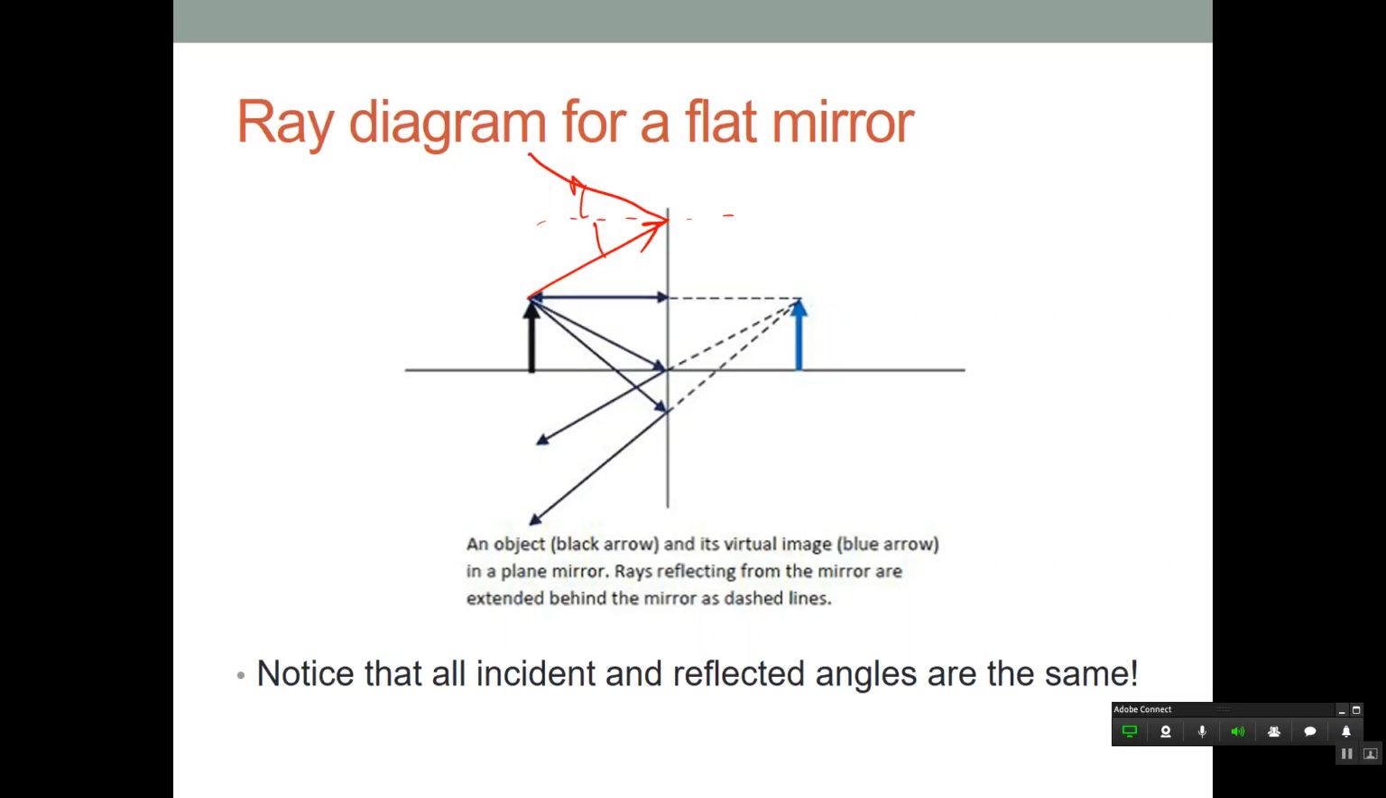And my image forms where all my reflected rays meet. So this one's going straight there and straight back. This one's going there and back. This one's going here and down. This one's going up and over there. So if I were to work backwards, because here they're all diverging, they would all meet, and that's how you would find the image of a flat mirror. Okay?